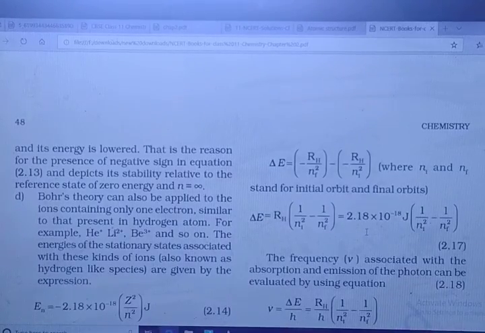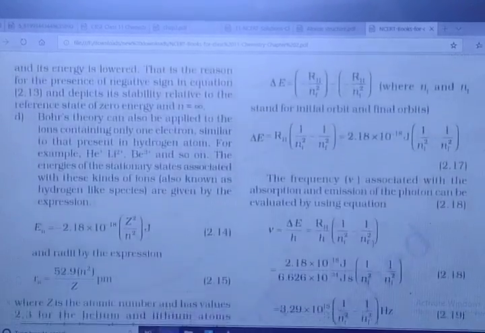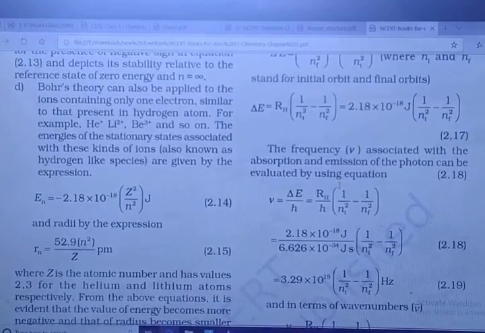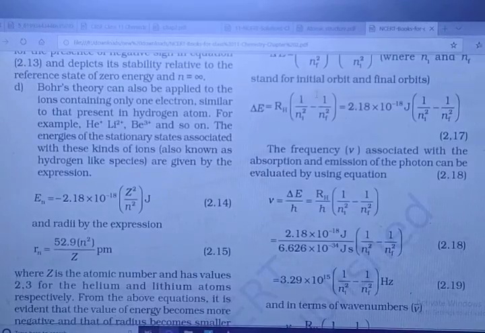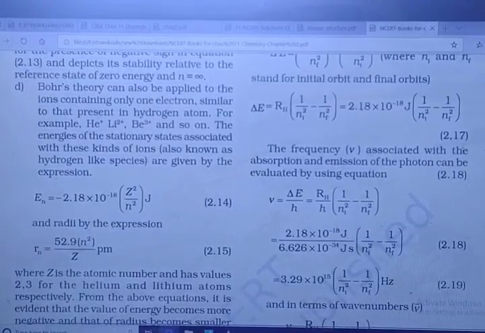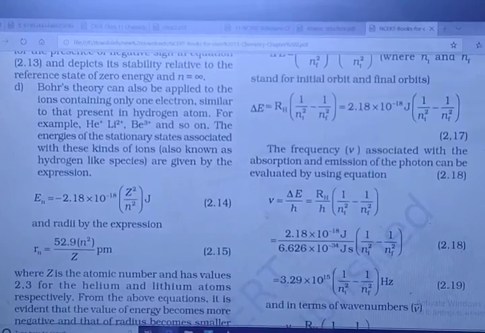The frequency associated with the absorption and emission of a photon can be evaluated using this equation. As all of us know, E is equal to h nu, so delta E is also equal to h nu. So nu will be delta E by h, right? And we have just found the value of delta E: 2.18 into 10 to the power minus 18 joule into 1 upon ni square minus 1 upon nf square.